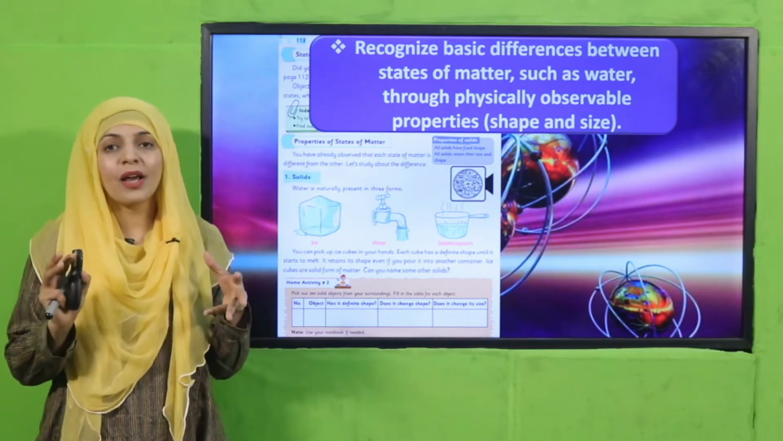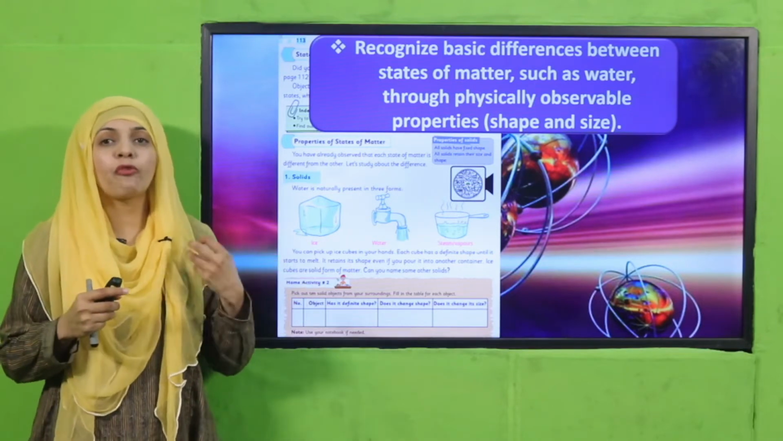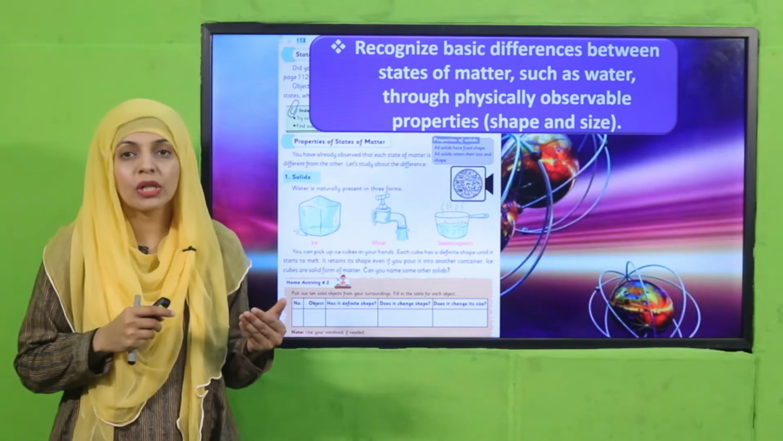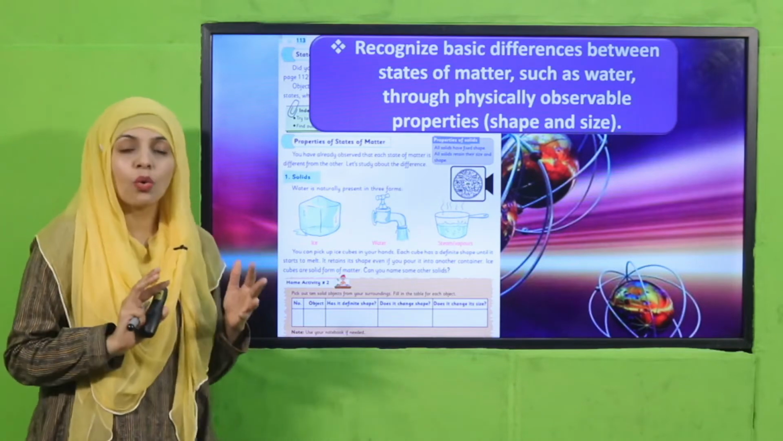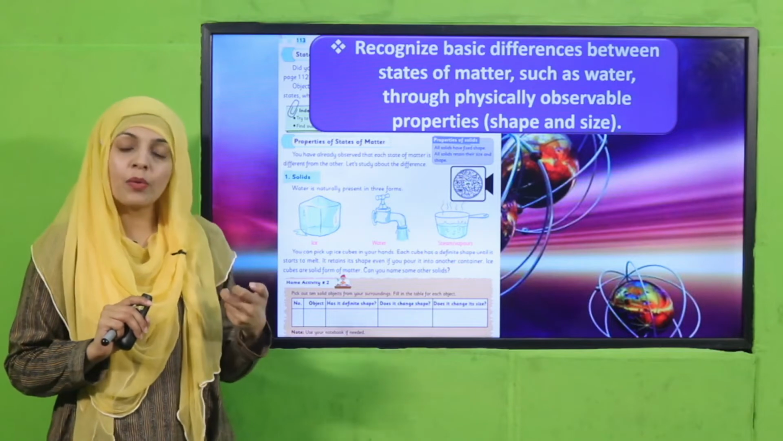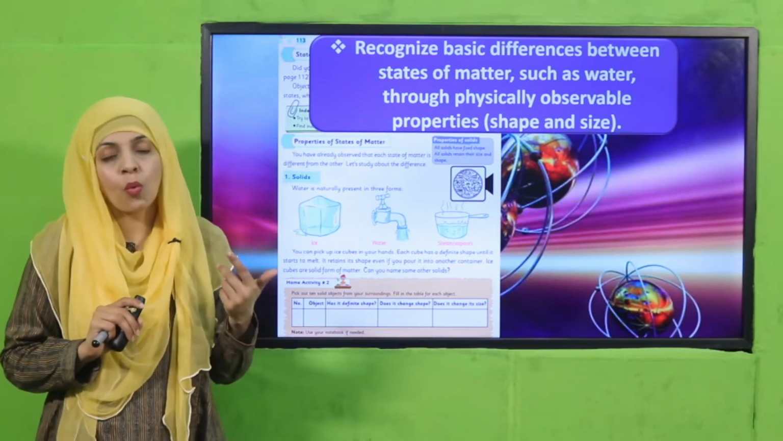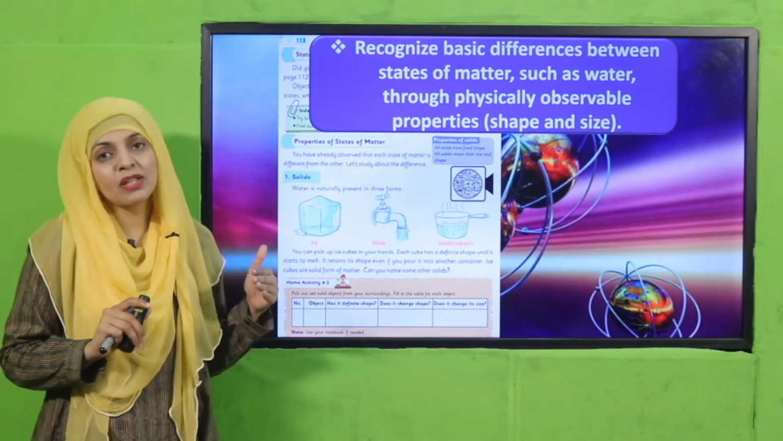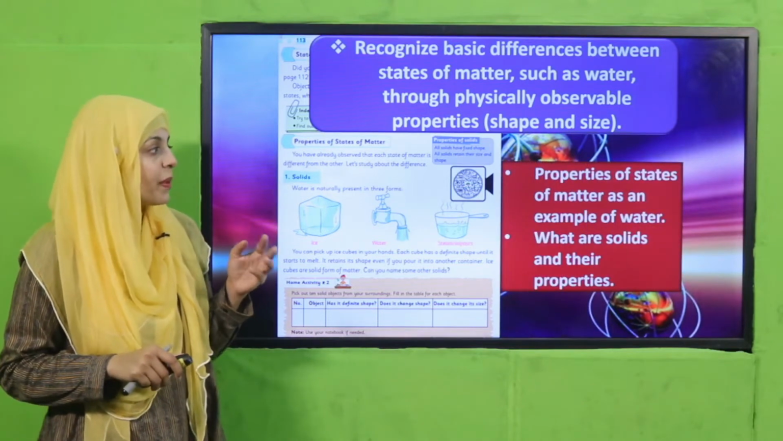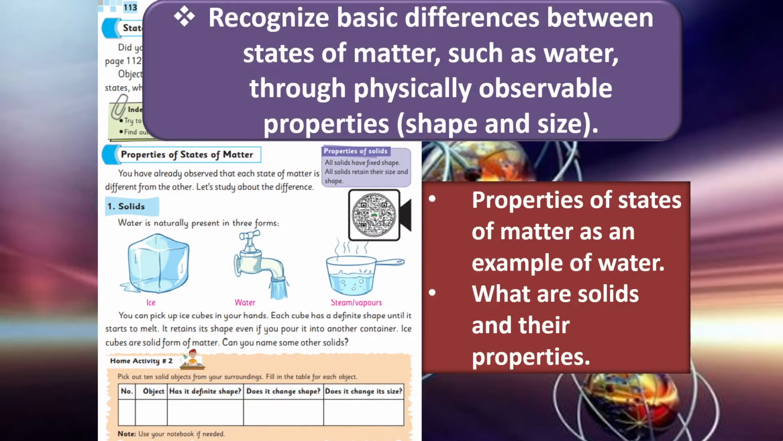So हमने जो matter है, जो उसकी 3 states है, solid, liquid और gas, हमने उसके बारे में पढ़ा और हमने water की जो है वो example को हर जगह quote किया कि पानी जो है क्योंकि वो तीनों forms में exist करता है, solid में भी as an ice, liquid में as water and in a gas as steam और water vapors. So हमने इनकी properties को compare किया था. So properties of states of matter as an example of water, what are solids and their properties.